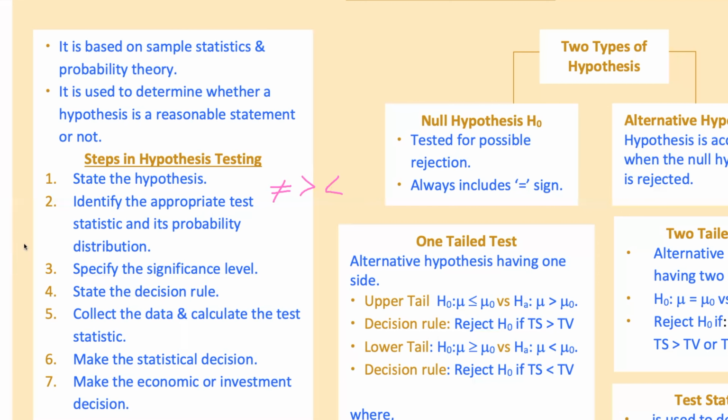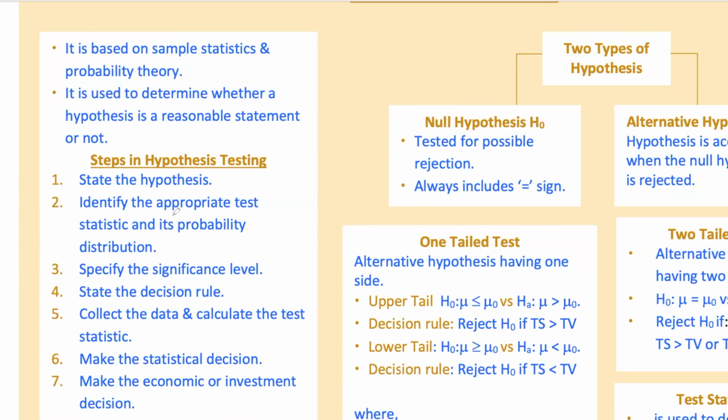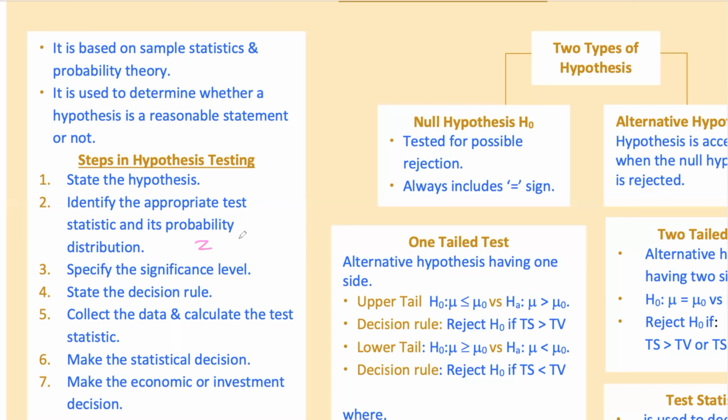Next, we figure out the right test statistic and its probability distribution. This is like choosing the right tool for the job. The test statistic is a value calculated from our sample data, and it helps us determine whether to reject the null hypothesis. The choice of test statistic depends on the nature of the hypothesis and the type of data we have. Common test statistics include the z-statistic and the t-statistic. The z-statistic is used when the population variance is known, while the t-statistic is used when the population variance is unknown and the sample size is small.